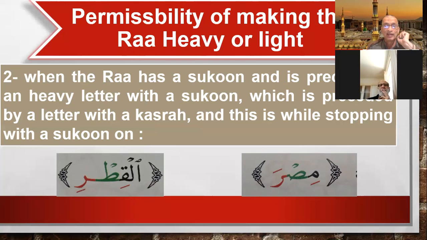القطر وأسلنا, when continuing, light. Why light? The Ra has a kasra. Okay. This is all the rules of the letter Ra. By practice and answering questions, this Ra will be fixed, inshallah. Any questions about the rules of the letter Ra? No, Sheikh, it was very good. Alhamdulillah.